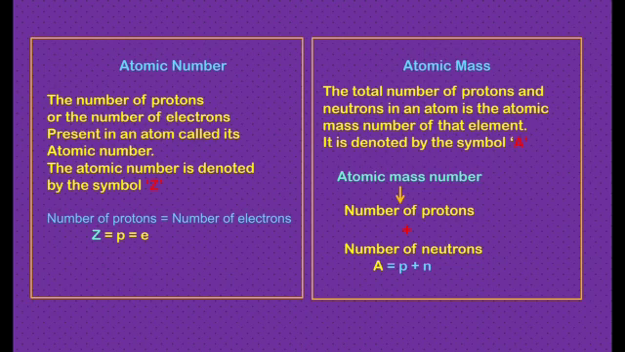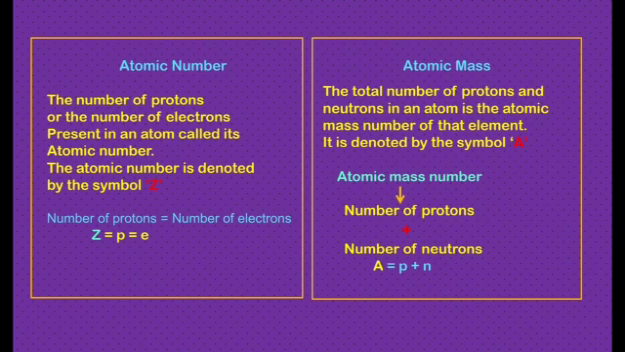Next, we are going to see what is atomic number and atomic mass number. Atomic number. The number of protons or the number of electrons present in an atom is called its atomic number. The atomic number is denoted by the symbol Z. Number of protons is equal to number of electrons.